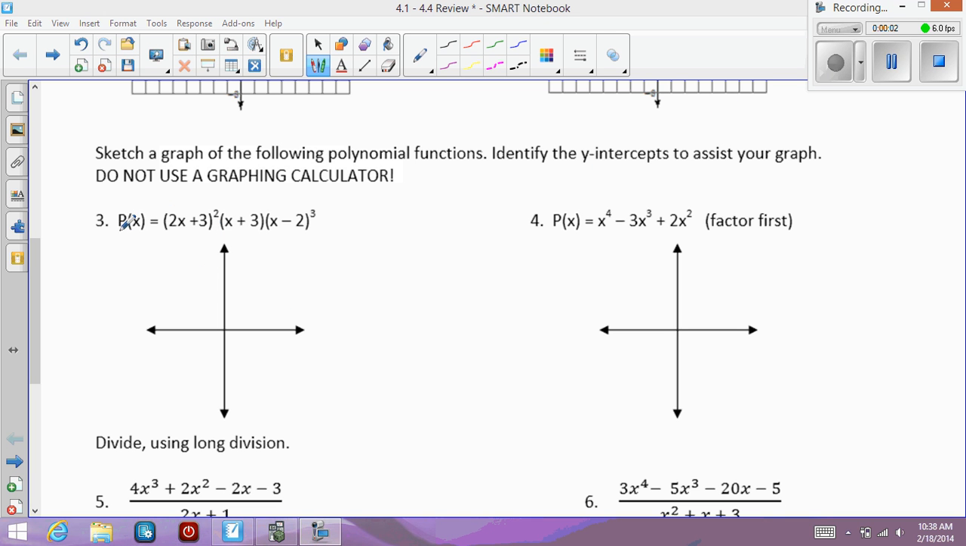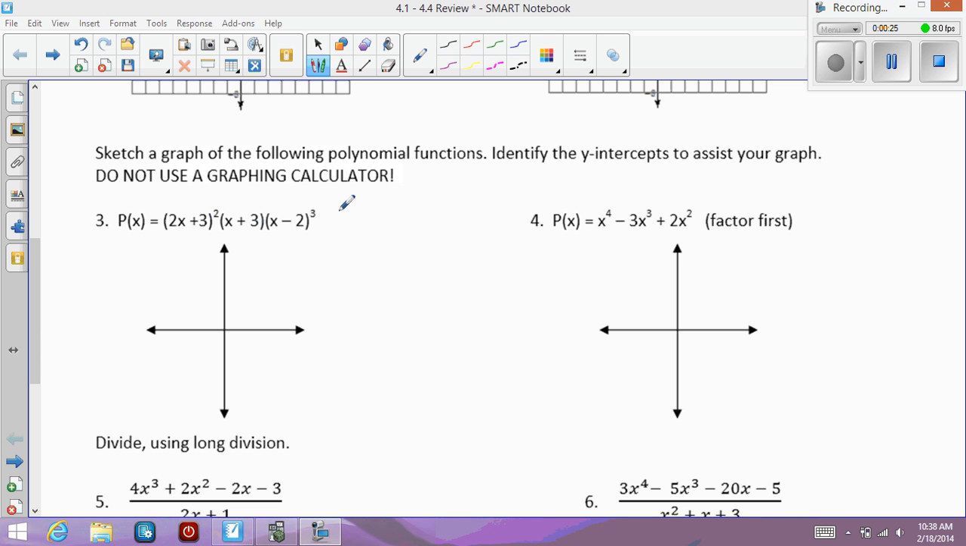Here I am working on number 3 and number 4, where we have to graph these functions without using a calculator. The first one is in factored form and the second one is not. So these are done slightly different. Only really the beginning of number 4 is going to be different and everything else will be the same as far as the process.